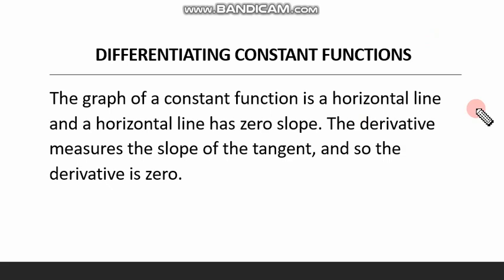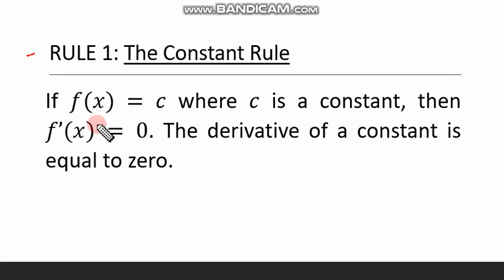The first rule is the constant function rule. The graph of a constant function is a horizontal line, and a horizontal line has a zero slope. Therefore, the derivative measures the slope of the tangent, and so the derivative is zero. The rule number one, the constant rule. If f of x is equal to c, where c is a constant, then the derivative of that function is equal to 0. Again, the derivative of a constant is equal to 0.